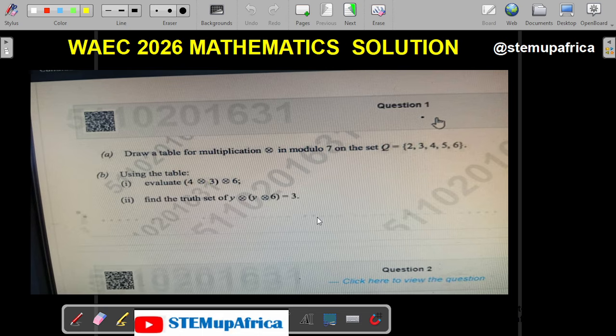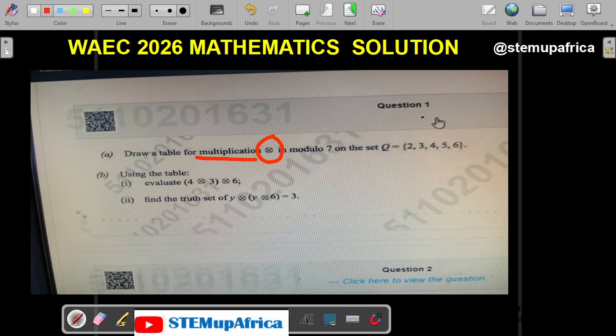The first question is under modulus arithmetic. It says draw a table for multiplication in modulo 7 on the set 2, 3, 4, 5, and 6. So let's deal with that first. We are using a modulo of 7 on the set of numbers 2, 3, 4, 5 and 6, and we are dealing with multiplication here.